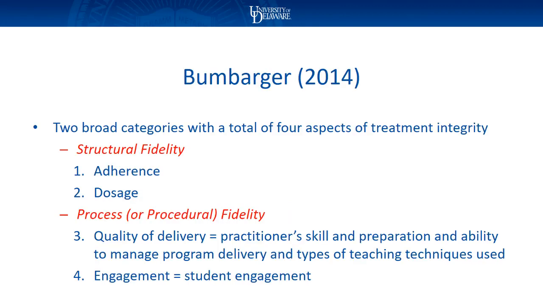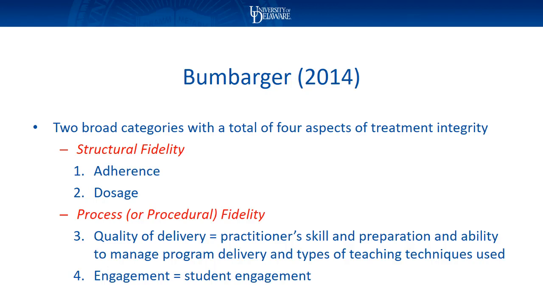So this comes from Bumbarger, a 2014 chapter in Sonetti's book on treatment integrity. There's two broad categories of treatment integrity with a total of 4 aspects. The two broad categories are structural fidelity and process, sometimes called procedural fidelity. Structural fidelity refers to adherence and dosage, each of which I'll explain momentarily.